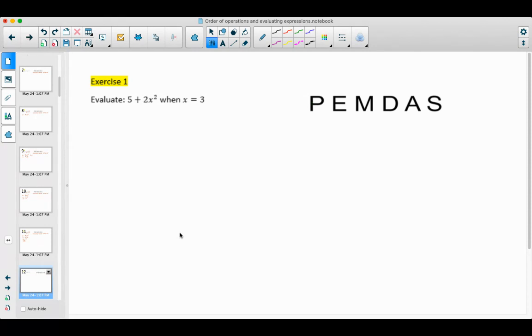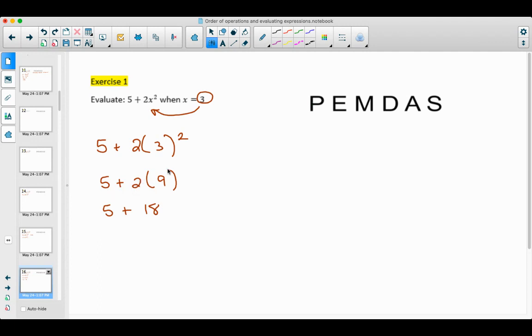Okay, so again, I'm evaluating. I'm going to take this x and plug it in. So I take 3, plug it in for x, just like this. Again, there's parentheses there. The next thing I'm going to do is exponents, the E in PEMDAS. That's 3 squared, 3 times itself, 3 times 3, which is 9. And then I have multiplying or dividing. That's 2 times 9 is 18. Next, I'm going to do adding or subtracting. 18 and 5, add those together is 23.